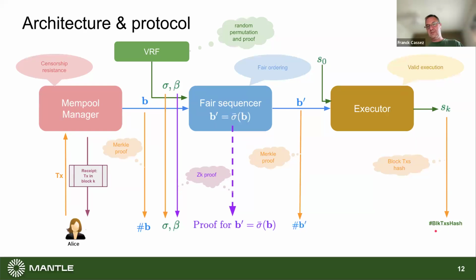Yeah. So you can think about them as 3 separate phases. When we start the executor, we assume, or we could check later again, that B prime is given, and the job of the executor is just to execute in the order that was given to it, and we can verify that it was the case. The job of the fair sequencer is to compute the permutation of the batch B and prove that it was fairly ordered. The job of the mempool manager is to mitigate censorship, so build batches, but not deal with fair ordering or execution of the transactions.